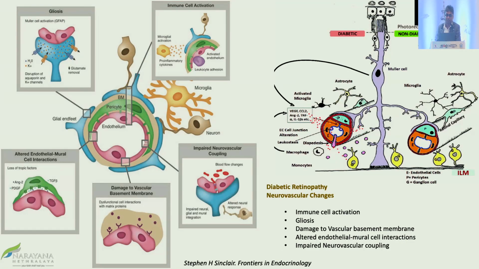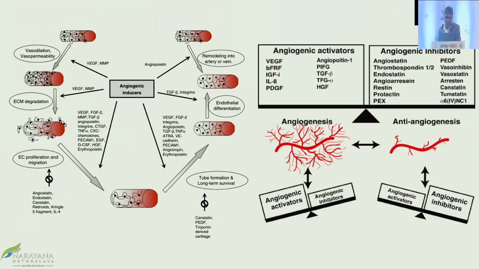This again is a picture that depicts what really happens in a normal retina and what happens in a diabetic retina, especially in the endothelial cells. You can see what really goes wrong. There can be immune cell activation, there can be gliosis, there is damage to the vascular basement membrane, altered endothelial mural cell interactions, and especially the impaired neurovascular coupling, which leads to neuropathy.